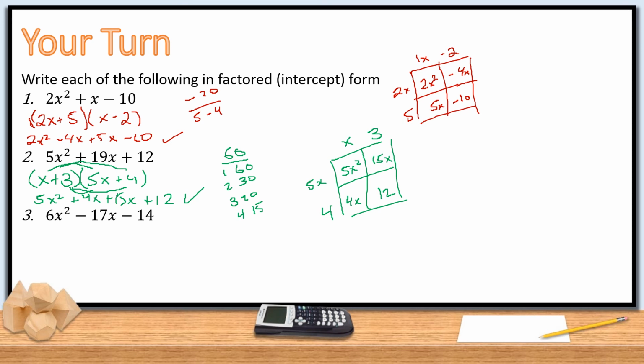Last one, 6 times negative 14 is negative 84. And we need factors that add up to be negative 17. So negative 84, factors that add up to be 17. That is going to be, let me see, 21 times 4. Yes. So we got negative 21 because we want 17 to be negative. Negative 21 times positive 4 gives you negative 84, which add them together, you get negative 17.